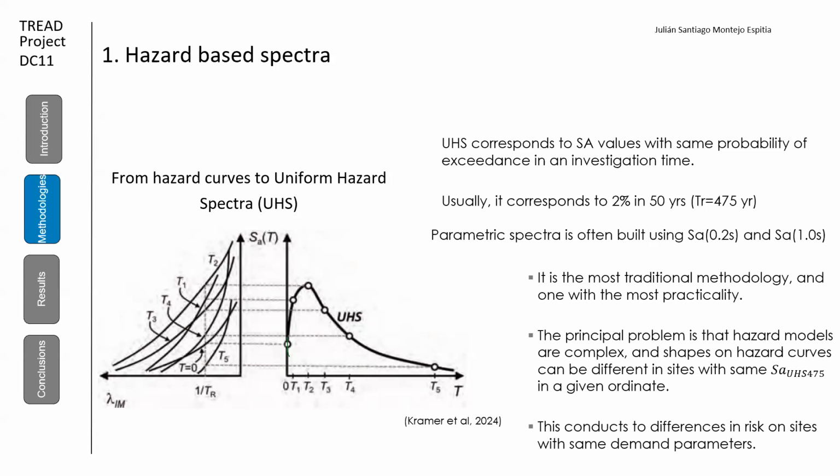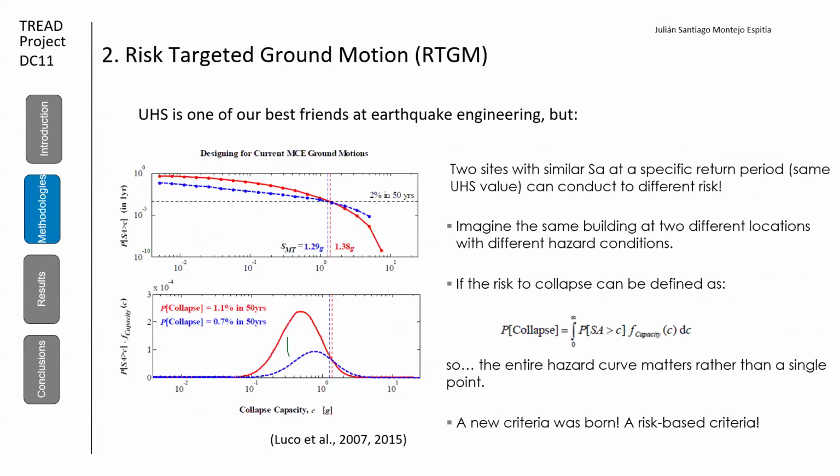For instance, it has some problems. It depends on one return period, but it doesn't depend on the whole hazard curve. So when we evaluate the risk in two different sites with the same demand, we can obtain different risk because the total hazard curve is different. So because of this and other aspects, in 2007, more or less, they introduced the term of risk-targeted ground motion.